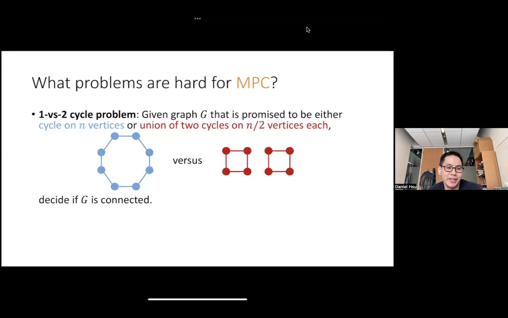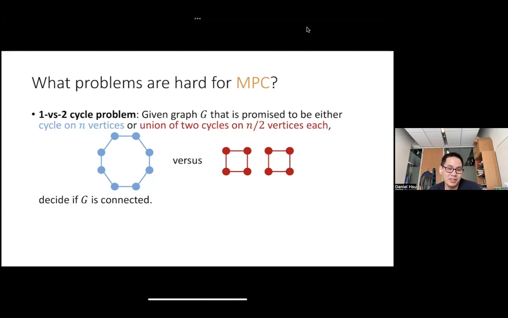It turns out that after a decade or so of research on MPC, the community working on it has come down to a particular problem that seems to be at the heart of difficulty for MPC algorithms, and that's the so-called 1 versus 2 cycle problem. In this problem, an algorithm is given a sparse graph, promised to be one of two different graphs. Either it's just a cycle on n vertices, or it's the union of 2 cycles on n over 2 vertices each. The nodes are not labeled in any obvious way. Your job is just to decide which one it is, the connected one or the disconnected one.